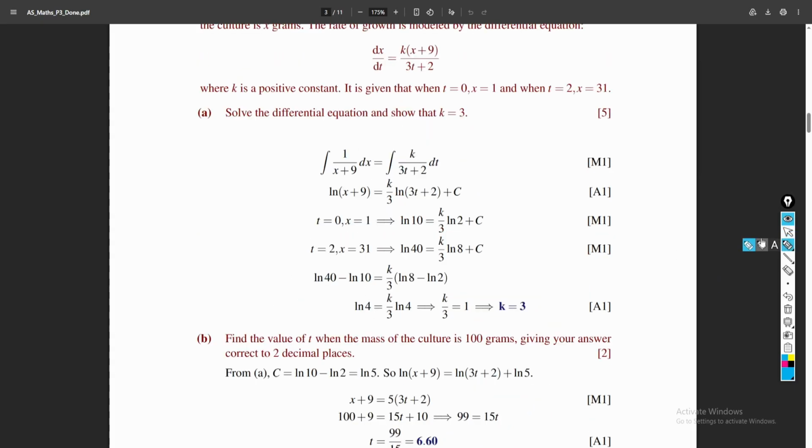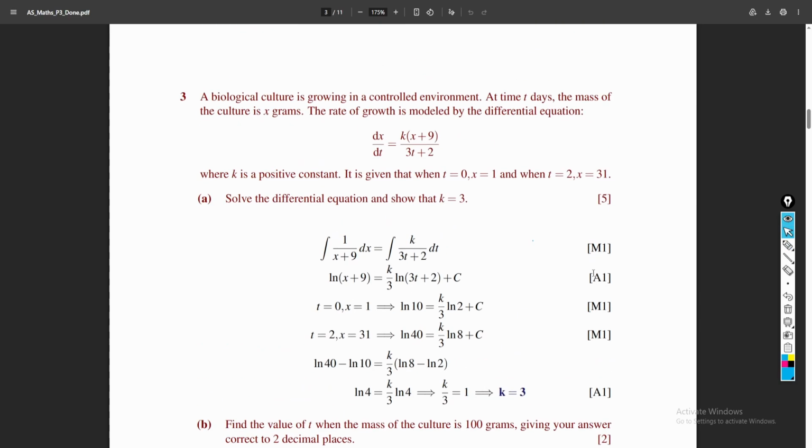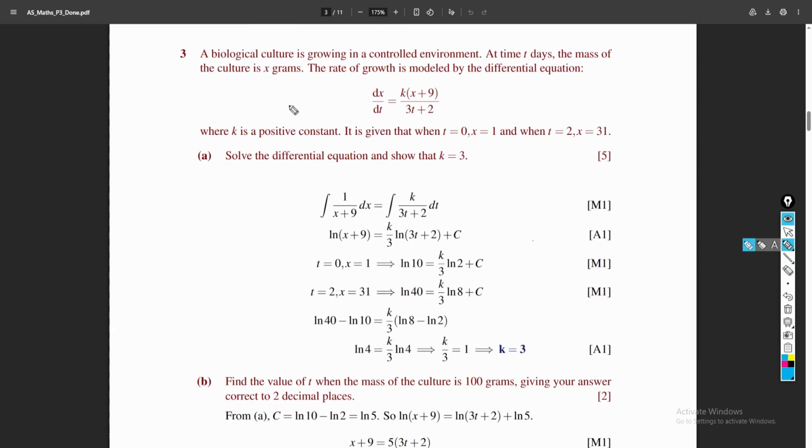So in this question, we have a biological culture that is growing in a controlled environment. At time t days, the mass of the culture is x grams. So x is the grams, and it is dependent on t, this is the time. The rate of growth is modeled by this differential equation, where k is a positive constant. We know these two conditions, when t equals 0 and t equals 1, and then we need to solve the differential equation and show that k equals 3.